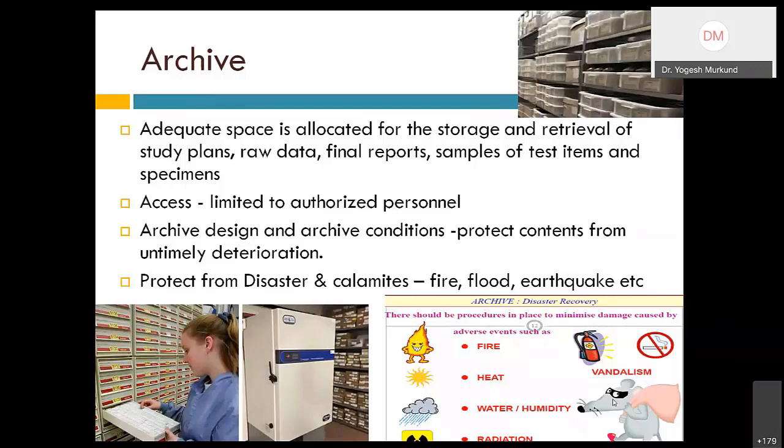The archive conditions must protect all the contents we are storing there from untimely deterioration. It's very important. Second thing, you must protect all these materials kept there from disasters and calamities also. For example, fire, flood, earthquake, extreme heat, or sometimes vandalism. Your facility may be in an area where strikes are happening and suddenly some unrest started. So you need to ensure that you protect your archive from all these calamities and disasters.